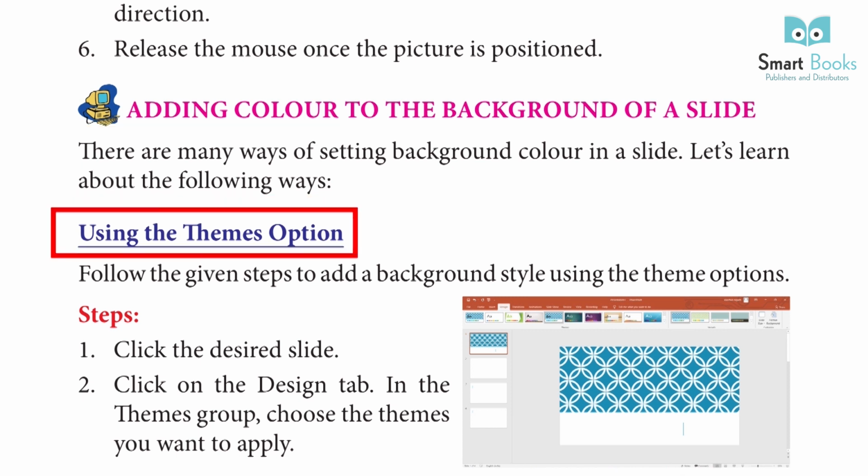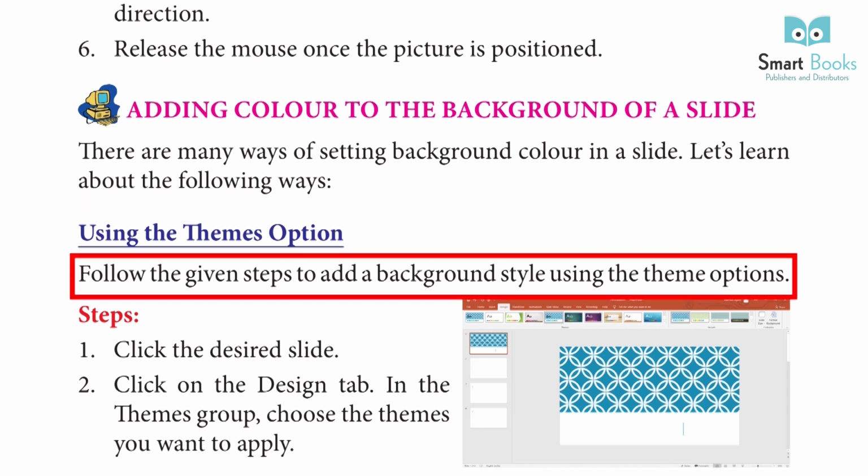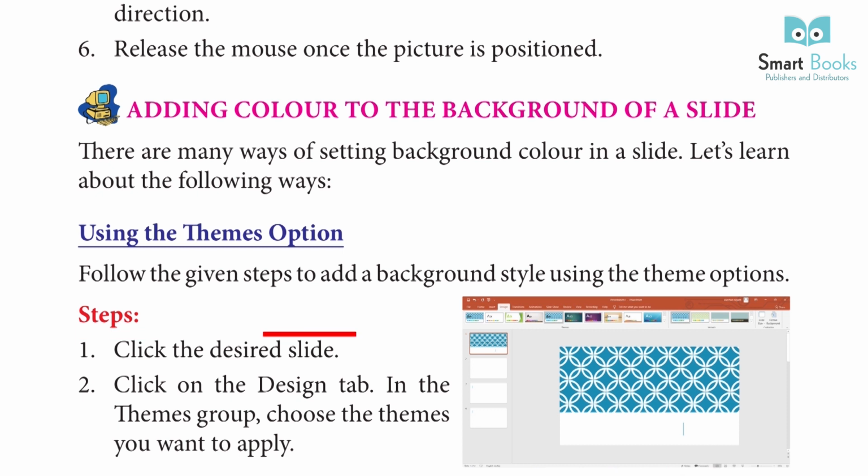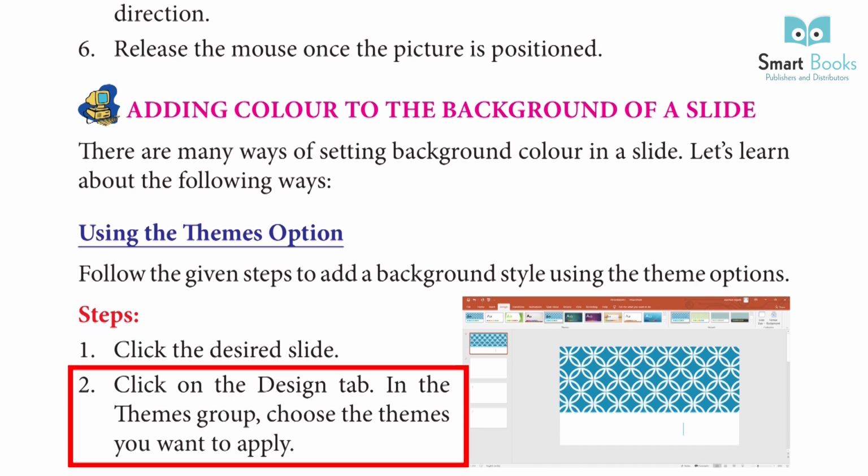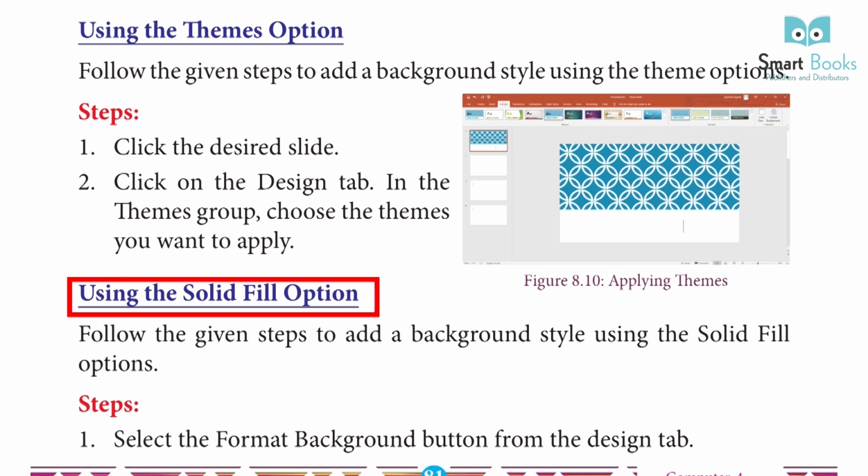Using the Themes option. Follow the given steps to add a background style using the theme options. Steps. 1. Click the desired slide. 2. Click on the Design tab. In the theme group, choose the theme you want to apply. Using the Solid Fill option.